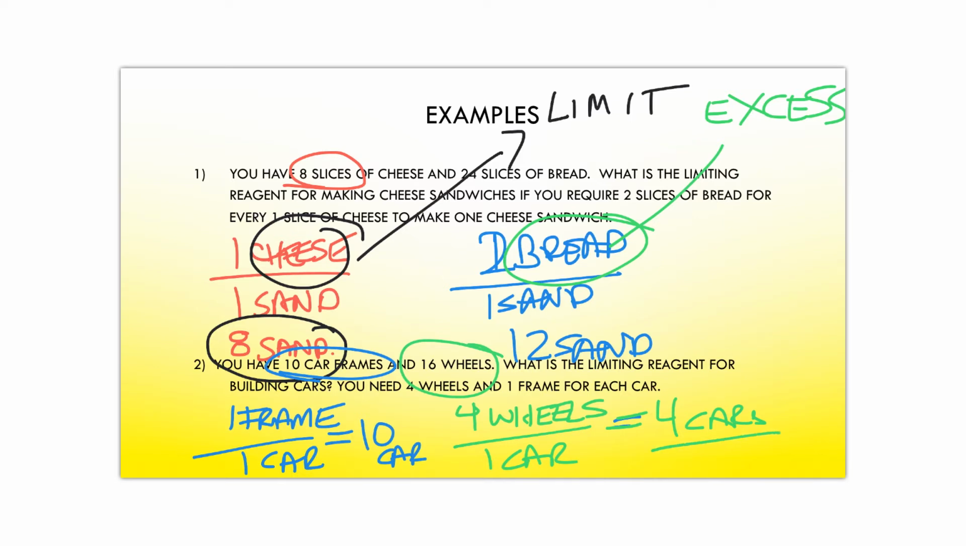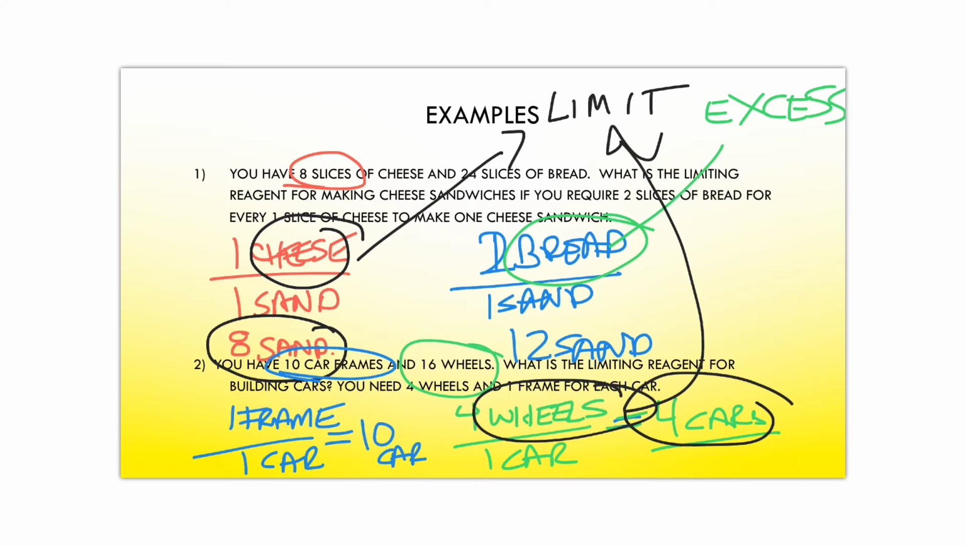So again, what is my limiting? In this case, it's the wheels. So that would be my limiting. And then what is my excess? That would be the frames, and that would be my excess. So there you go. That's kind of a quick scenario or tutorial on limiting and excess. Whatever that thing is that's going to run out limits how many of the product that you can make because it runs out.